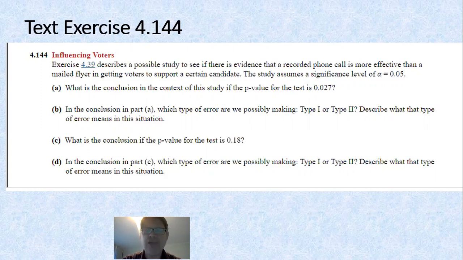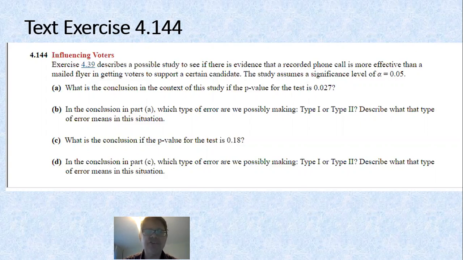So we have some rival hypotheses here. The alternative hypothesis here, what they're seeking evidence for, is that the recorded phone call is more effective than the flyer. So to go with the alternative would be to say that the phone calls were more effective. What would the null hypothesis be? Well, it would be that there's no difference between the two, that the recorded phone calls were exactly as effective as the flyers for getting voters to support a certain candidate. So in this circumstance, let's take a look at our questions.